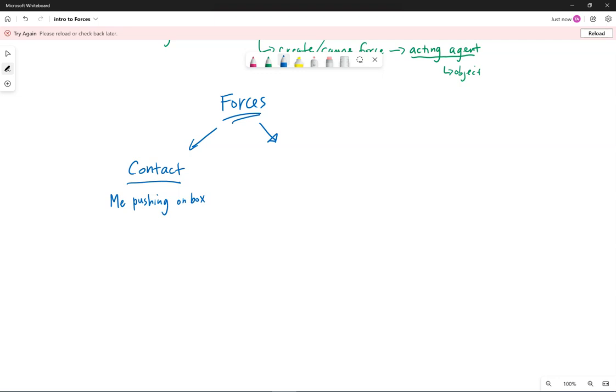The acting agent does not have to be a human. For example, I could have a box and tie a rope around it. Now, granted, I would have to grab one end of the rope, but the rope itself is what would be pulling on the box. So a rope pulling, we would call that a force of tension. So the acting agent would be the rope. We would essentially boil this down to call it a force of tension. So tension is a type of contact force.